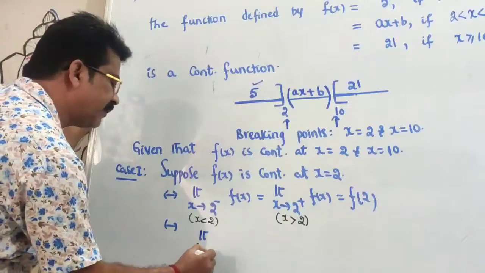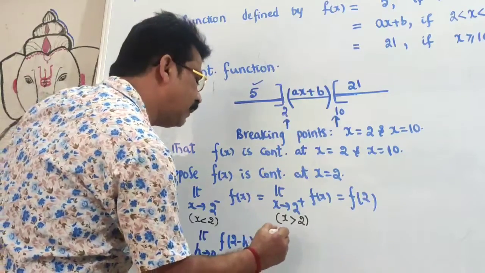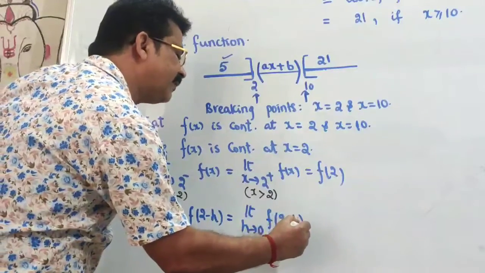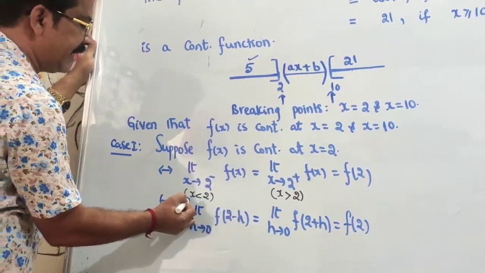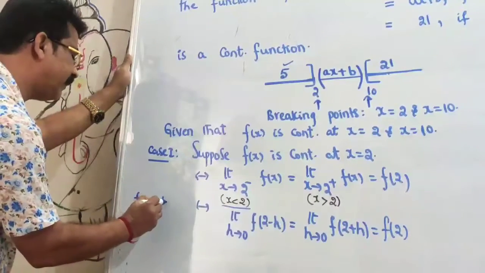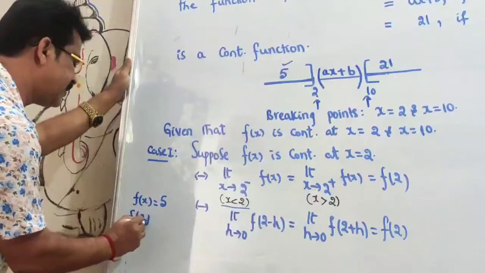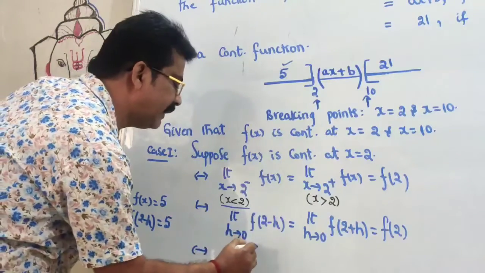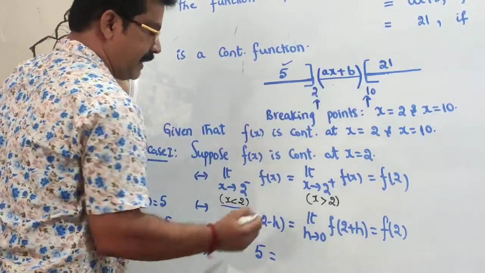It is nothing but limit h tends to 0 f of 2 minus h, that is equal to limit h tends to 0 f of 2 plus h, also equal to f of 2. Actually here in the less than 2 area, f of x equal to 5, a constant function. So what about f of 2 minus h? Same, 5, because it is a constant. So it is directly 5, that is equal to the x greater than 2 area.